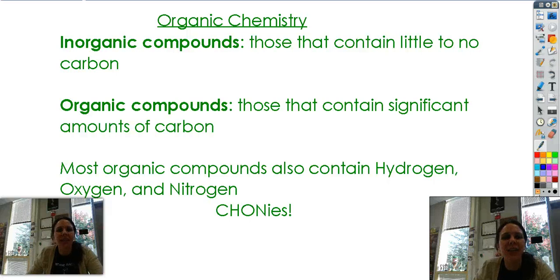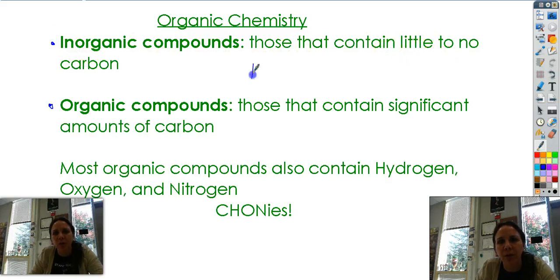Hello everybody! Today I thought we were supposed to be working on carbohydrates, but actually we're working on reactions and organic chemistry. So to start us out, I thought I'd talk about the difference between inorganic compounds and organic compounds. Inorganic compounds are things that contain little to no carbon.